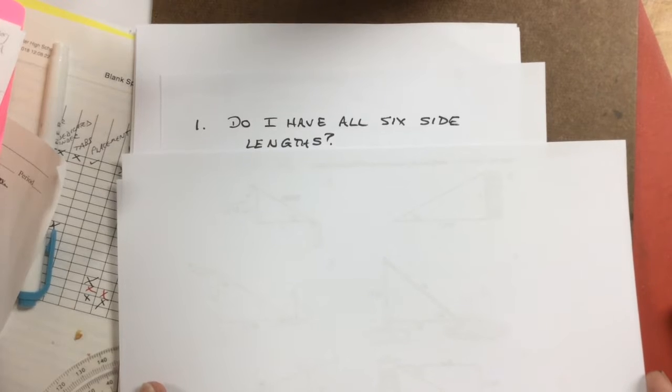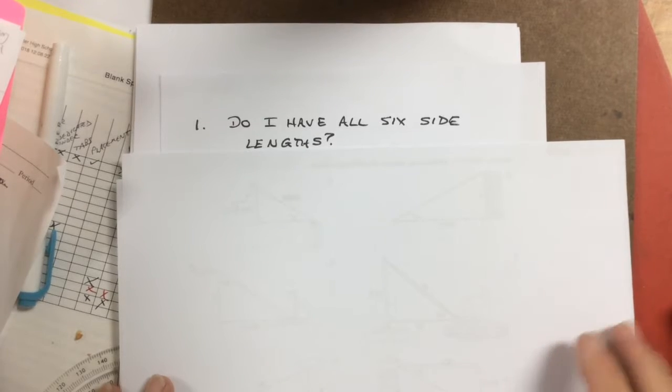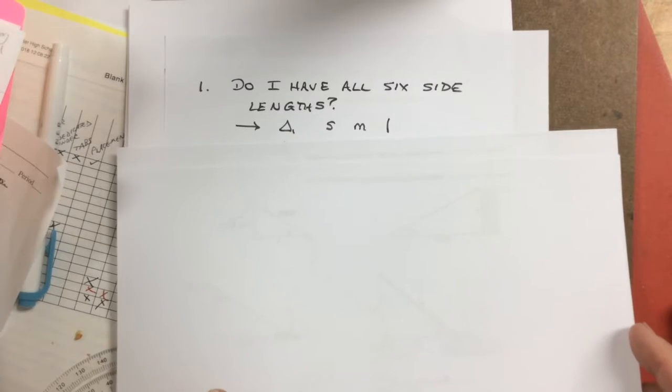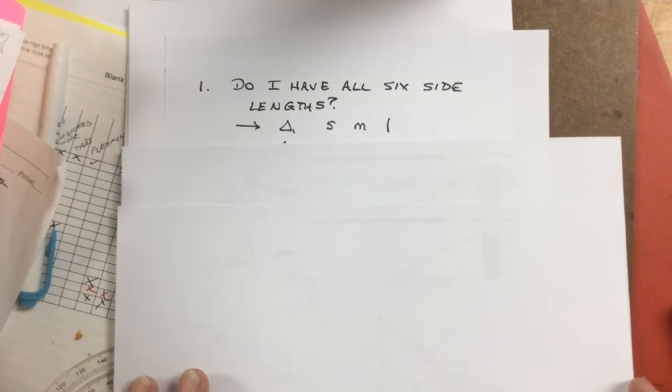Any time that you are being asked whether or not two triangles are similar, the first question you want to ask yourself is, do I have all 6 side lengths? If you are given all 6 side lengths, then you want to try to see whether or not there's a ratio there that you can use.